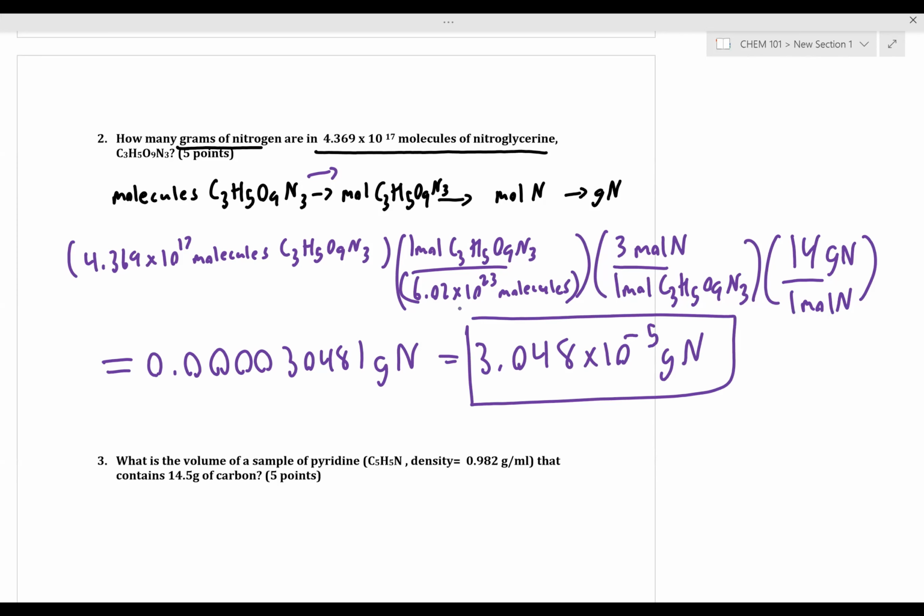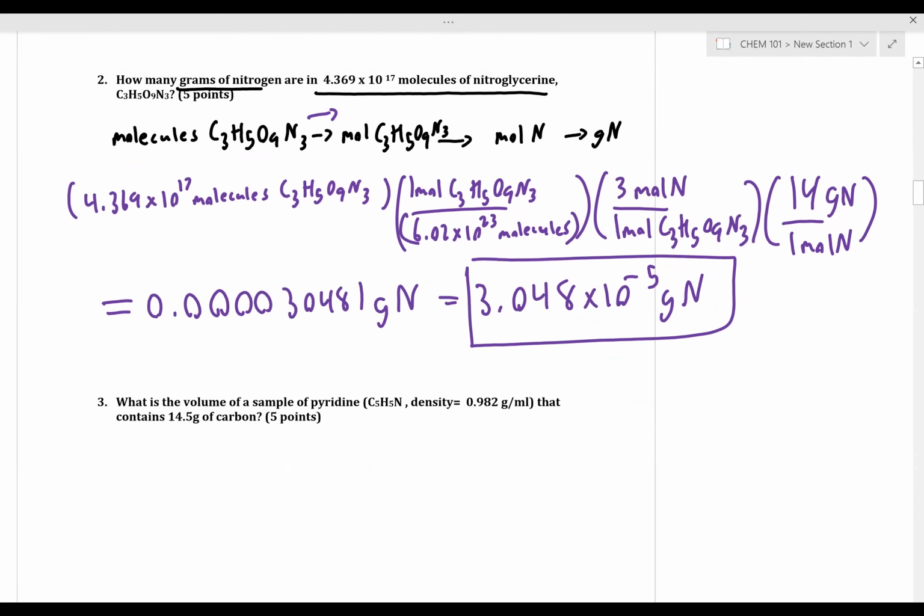You said in the calculator to put parentheses around this? Yes, yes. Because otherwise, the calculator will think I'm dividing by 6 and then I'm multiplying by 10 to the 23rd. Oh, okay. Yeah. Just put 6. That should work, but I always like to put in parentheses just to be 100% sure and to avoid any potential calculator errors.